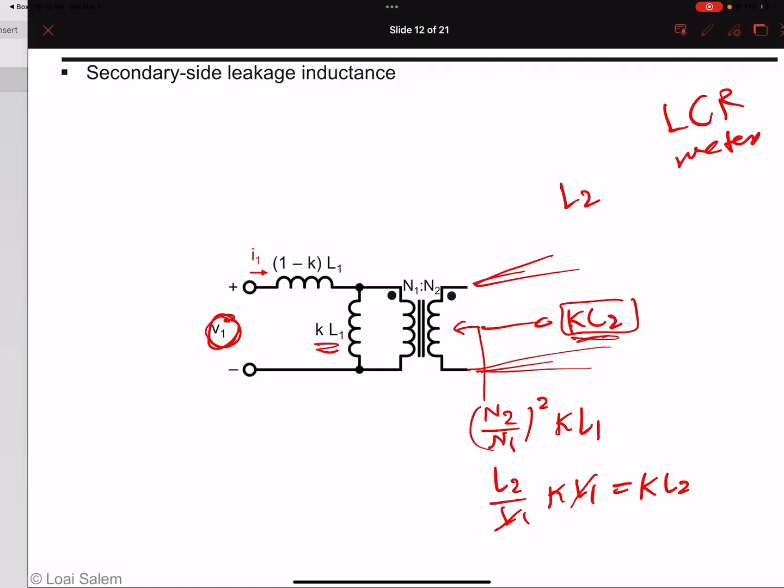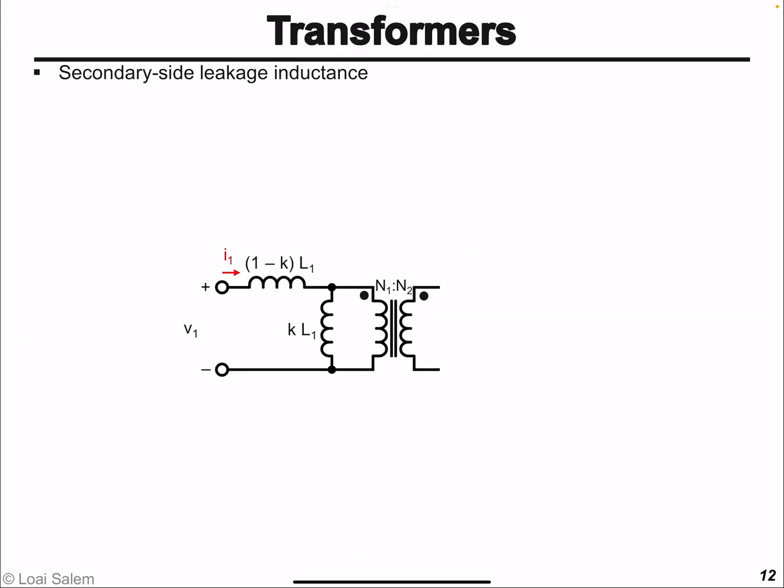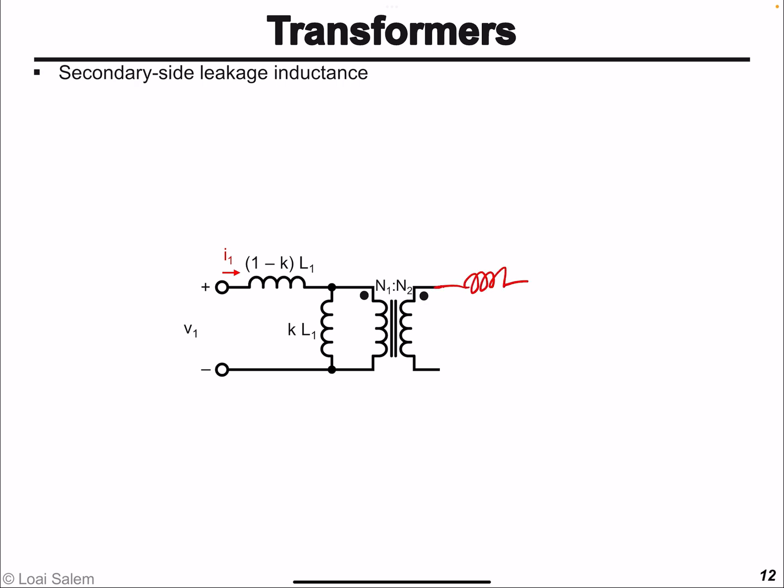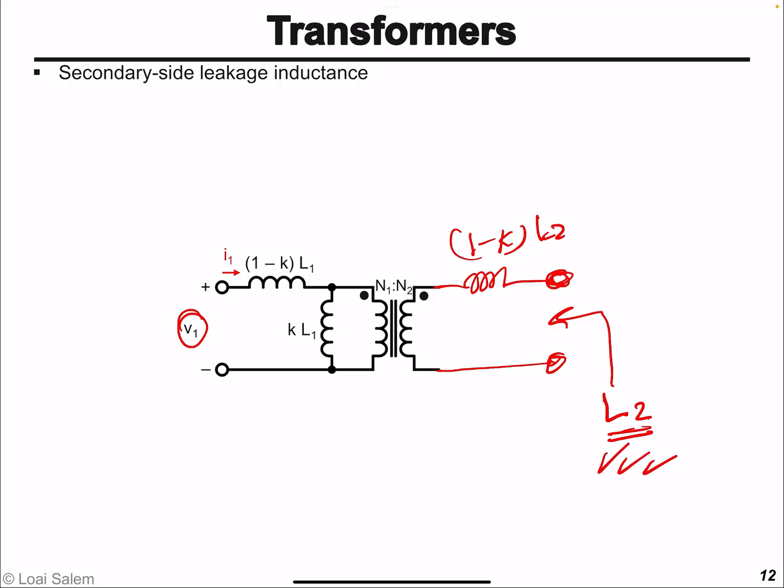And to fix that, what we're going to do is add another leakage inductance here, and the value of this leakage inductance is (1 minus K) times L2. In this way, if we do the math, we'll see that the inductance that we will see across the secondary side when we leave the primary side open circuit will be basically equal to L2, the self-inductance of the secondary side, which is the physical value that we will actually measure. All right?